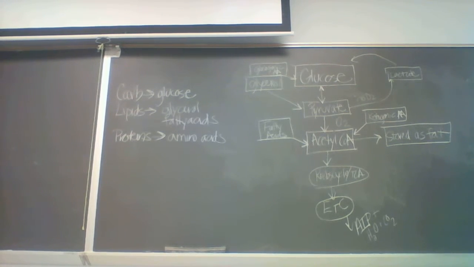Okay, so based on this diagram, what we just looked at, what can be stored as fat out of the carbs, lipids, and proteins? The carbs. Look at the diagram. Fatty acids and what? Carbs, lipids, and proteins. What can be stored as fat?